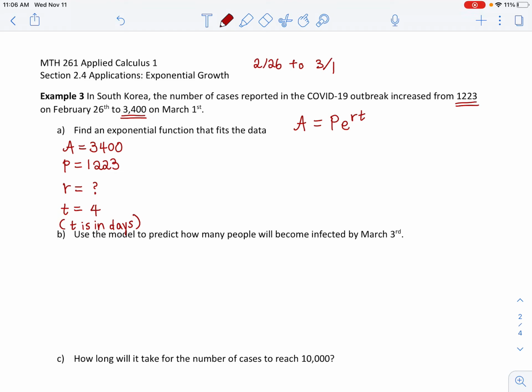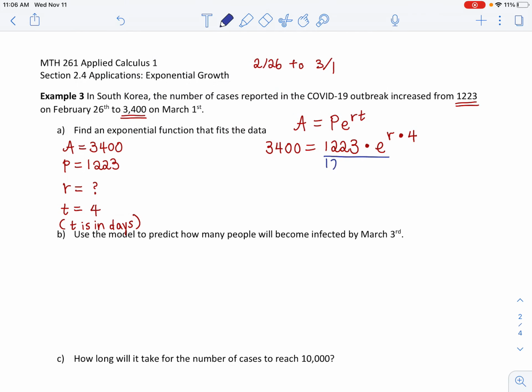I'm not going to use years for coronavirus spread, right? All right, so let's go ahead and plug these in. A is 3,400. P is 1,223 times e raised to the rate we don't know. We want to know how fast this is spreading. And T is 4 days.